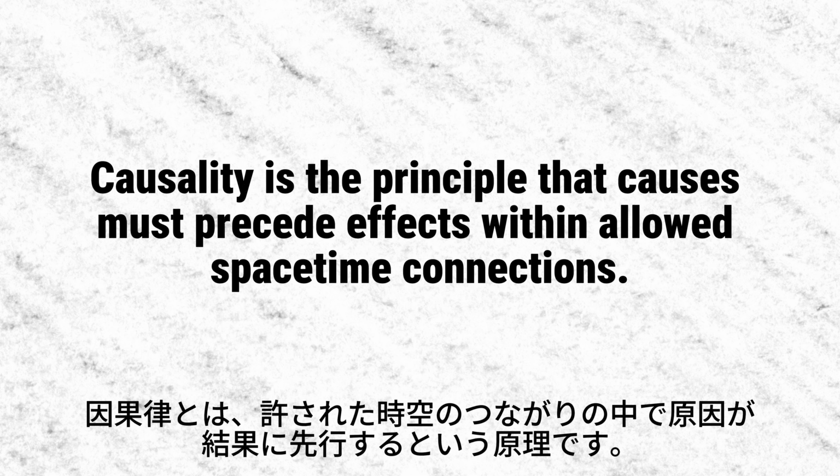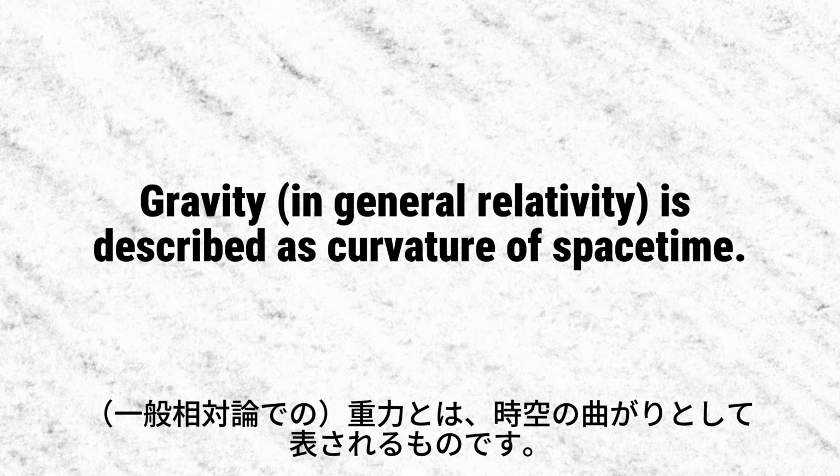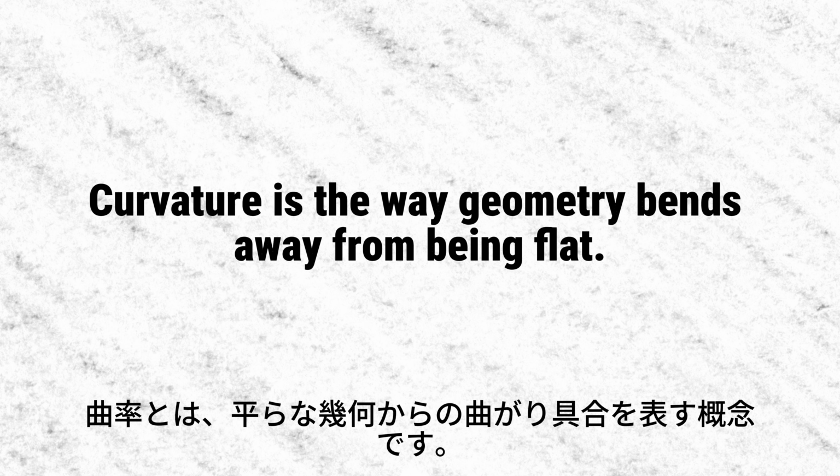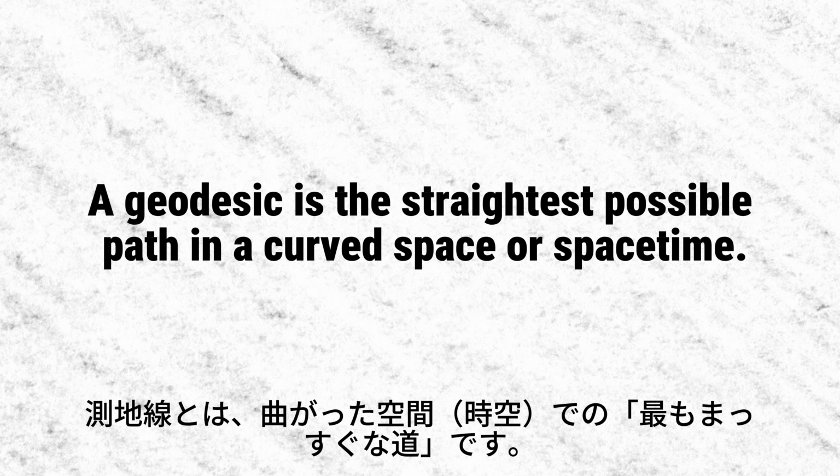Causality is the principle that causes must precede effects within allowed spacetime connections. Gravity, in general relativity, is described as curvature of spacetime. Curvature is the way geometry bends away from being flat. A geodesic is the straightest possible path in a curved space or spacetime.